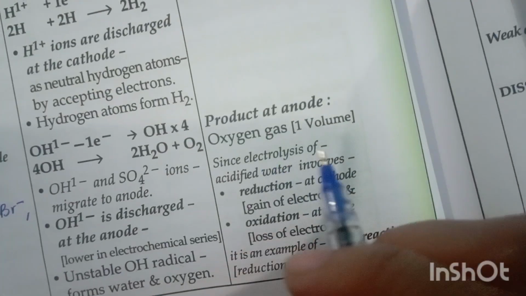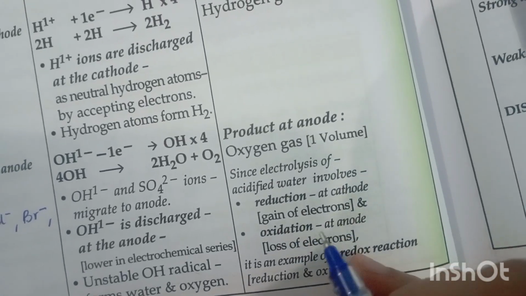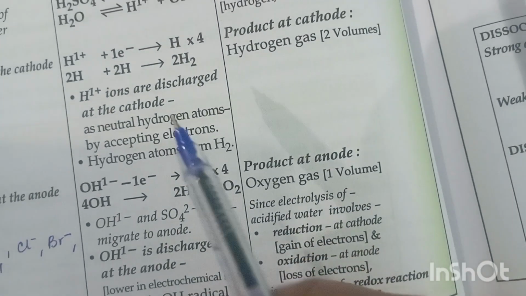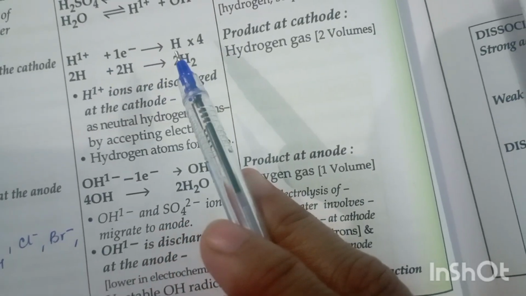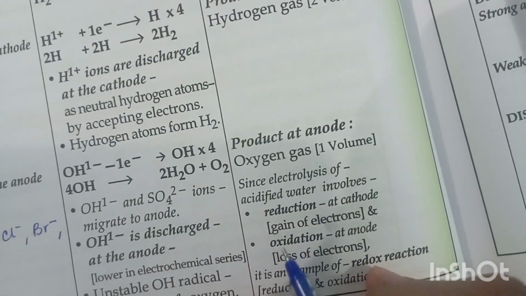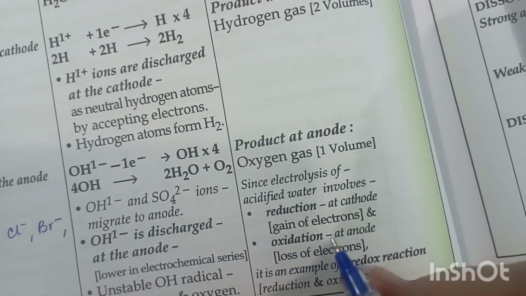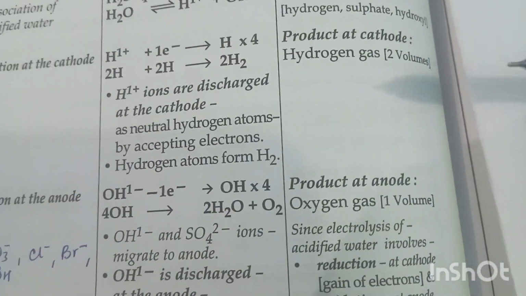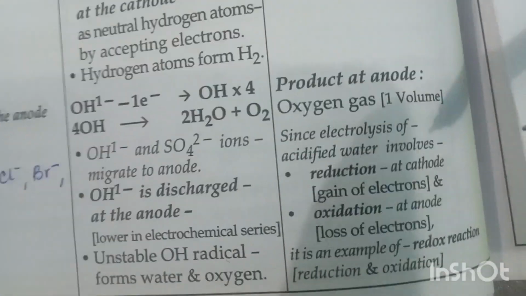Electrolysis of acidified water involves reduction at the cathode, that is gain of electrons. Which radical is gaining electrons here? Hydrogen is gaining electrons here and getting converted into hydrogen atoms. And oxidation at the anode. The product at the anode is oxygen and at the cathode is hydrogen. 2 volumes of hydrogen gas are produced and 1 volume of oxygen gas.